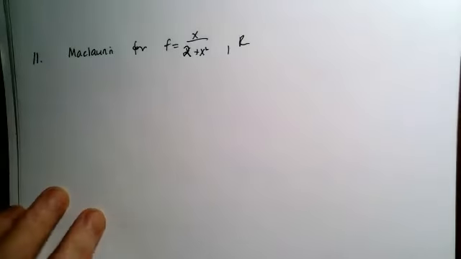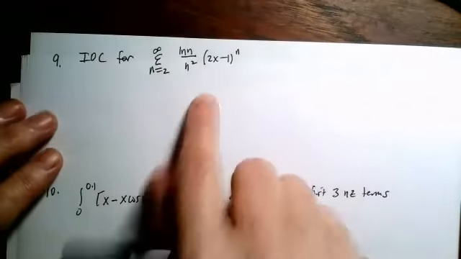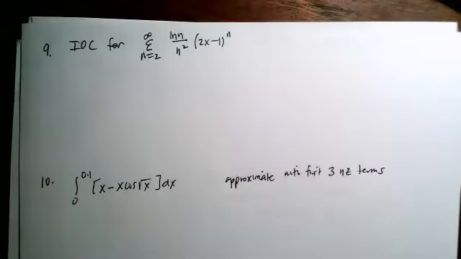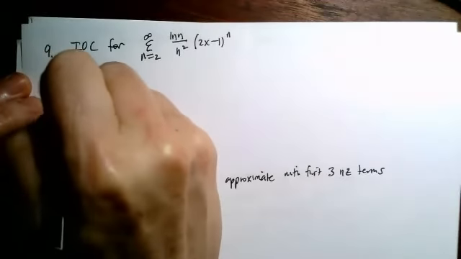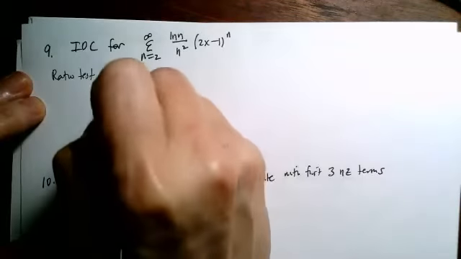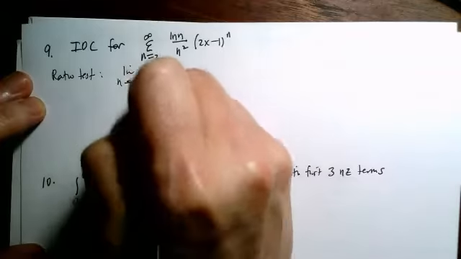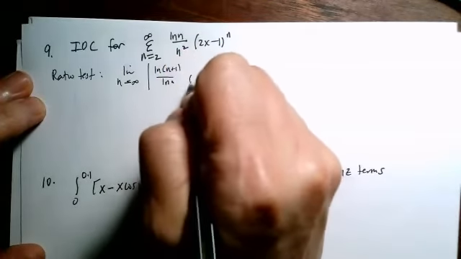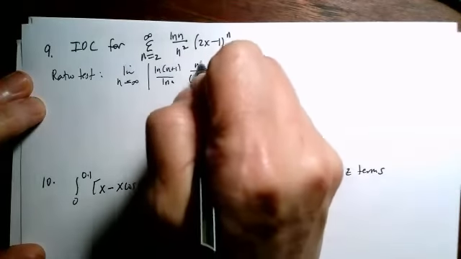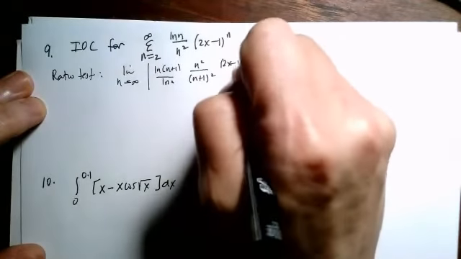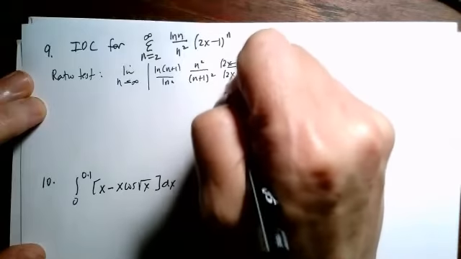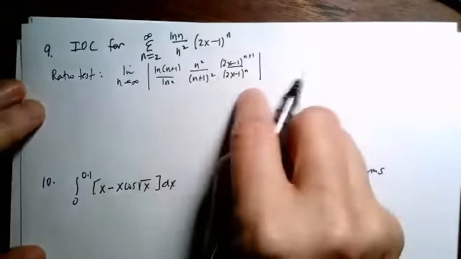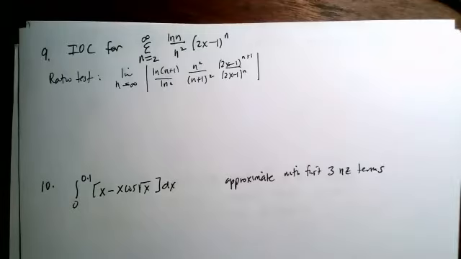Okay, what's number 9? We want the interval of convergence for the series of log of n over n squared. First we're going to do the ratio test. So we take the limit as n goes to infinity of log of n plus 1 over log of n, times n squared over n plus 1 squared, times (2x minus 1) to the n plus 1 over (2x minus 1) to the n. And we don't need the absolute values.